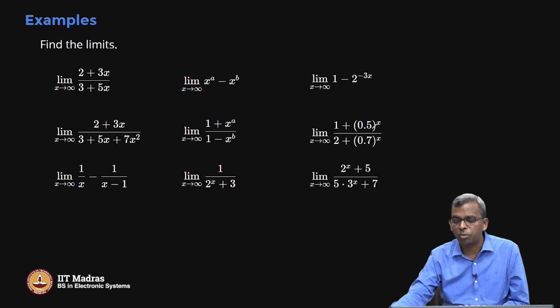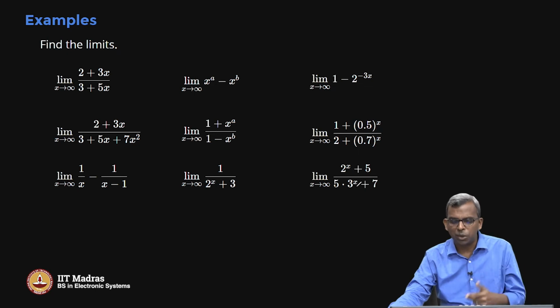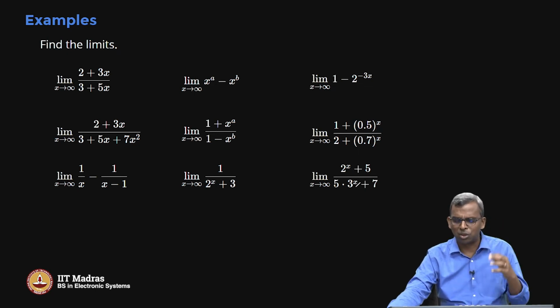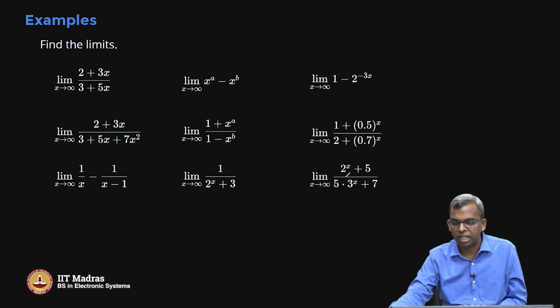0.5 to the power x, 0.7 to the power x, asymptotically 0. So, this is 1 by 2. This one, asymptotically, it's going to be 2 to the power x. So, look at how quickly you can do it. You don't have to remember all these rules. Once you get the sense of what's going on, it's very easy.